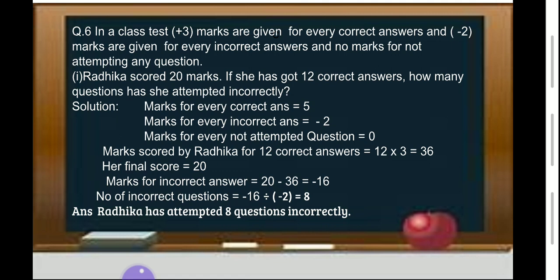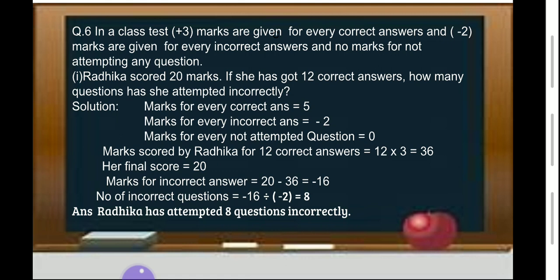So if I look in the table of 2, 16 comes at 8. Yes. So it means Radhika has done 8 questions wrong. That's why her score reduced from 36 to 20. So let's look at the solution.